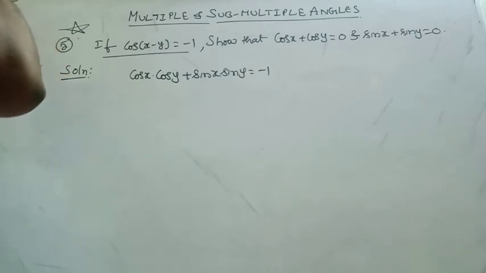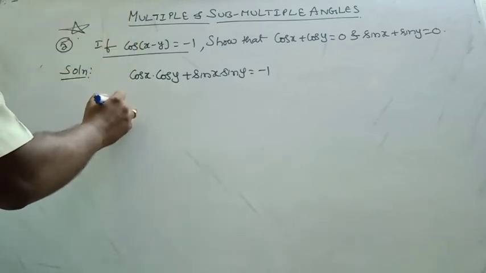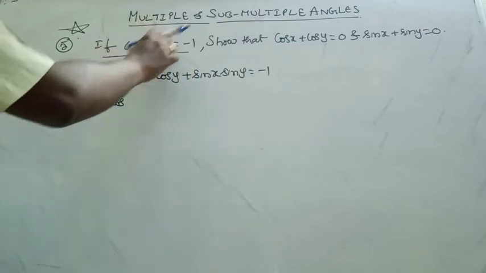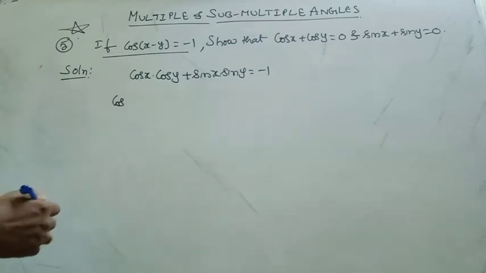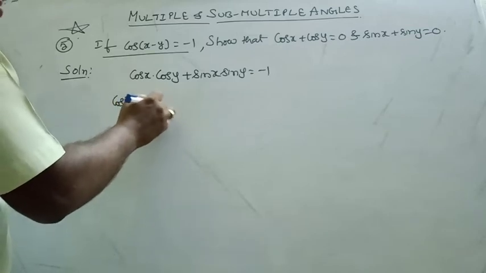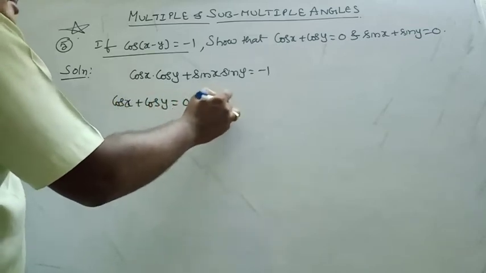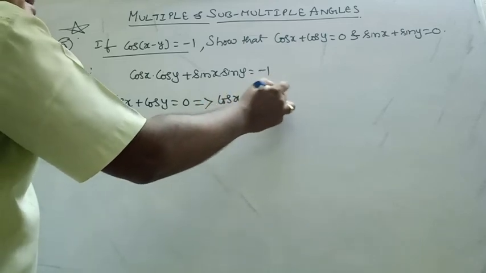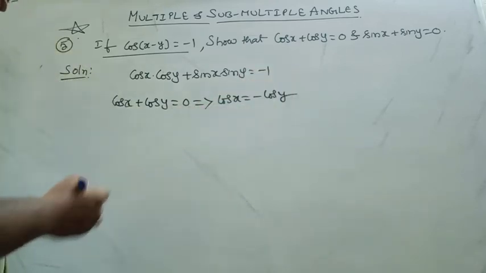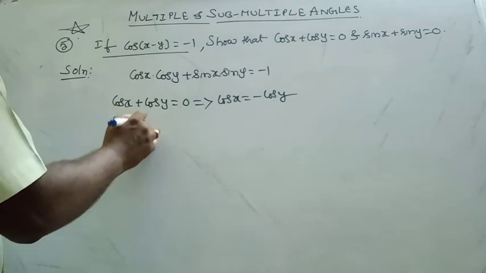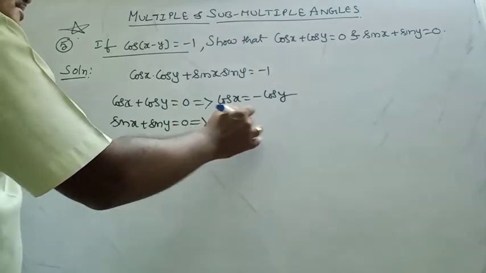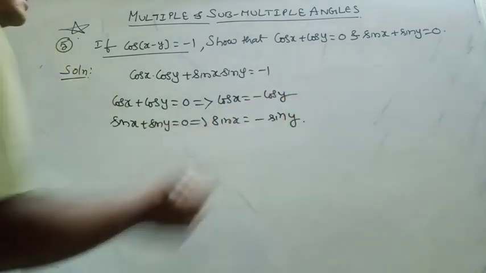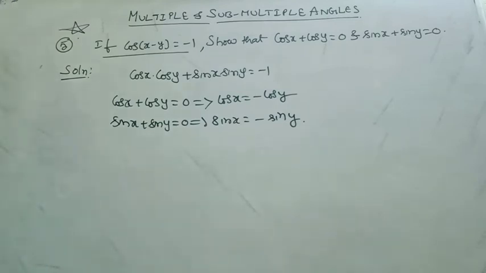Let us see whether it will be true. If this is given, we need to prove this, and if this is given, we need to prove this. That way also we can do it, of course. Suppose we assume that cos x plus cos y is equal to 0, that means cos x is equal to minus cos y. This is what we require to prove. And sin x plus sin y is equal to 0, that means sin x is equal to minus sin y.